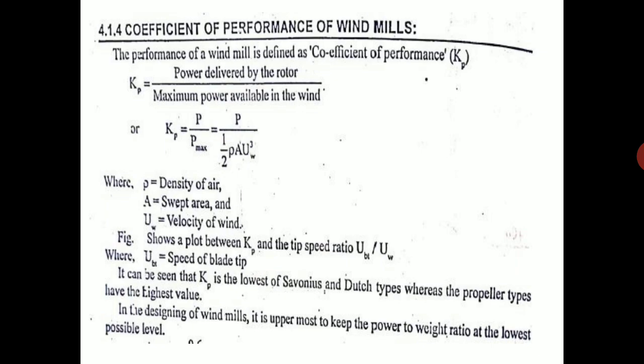So this Kp, the coefficient of performance, we can see for various types of wind turbines, that is the 7S turbine and Dutch type turbines. Here it is low, and for propeller type turbines it has the highest value. And one more thing is we are supposed to keep the power to weight ratio: the power should be high and the weight should be the lowest.